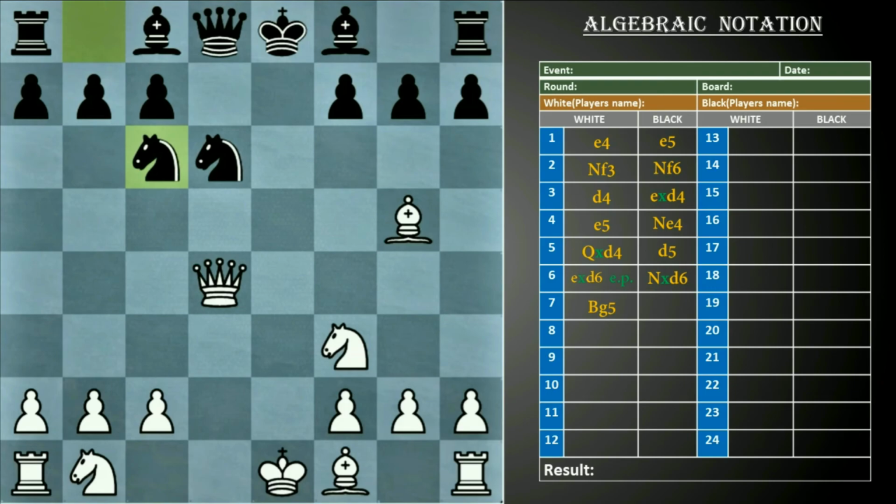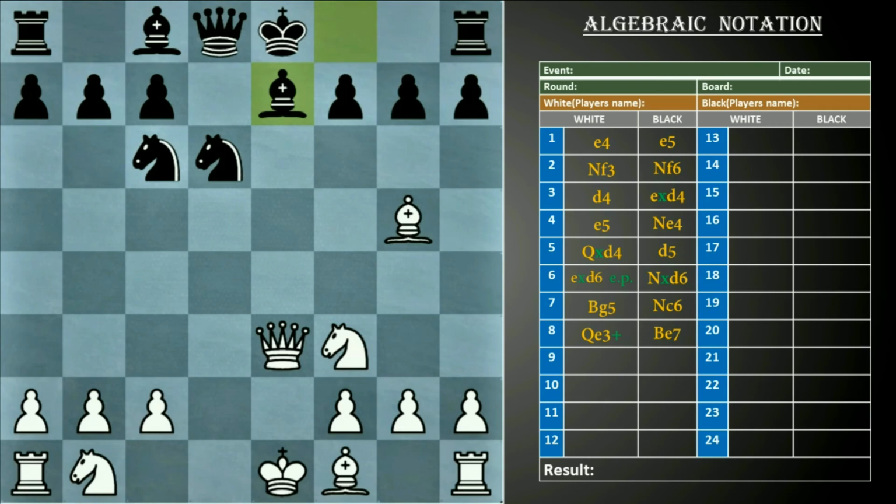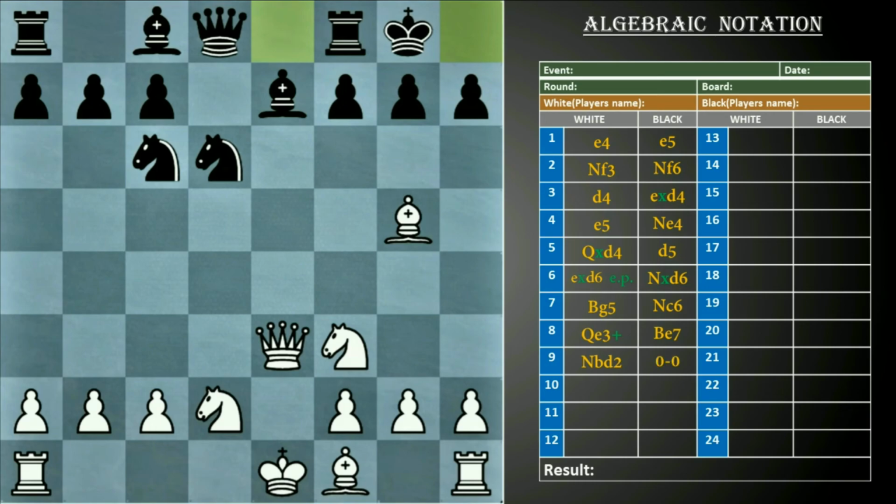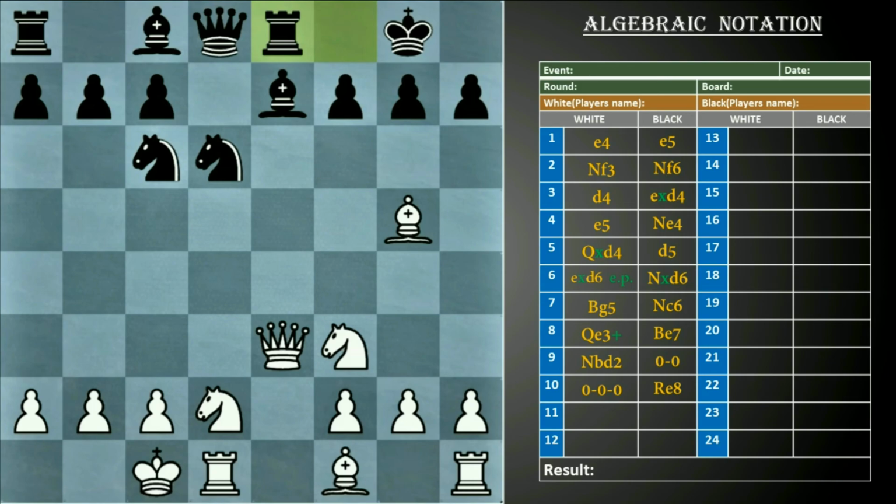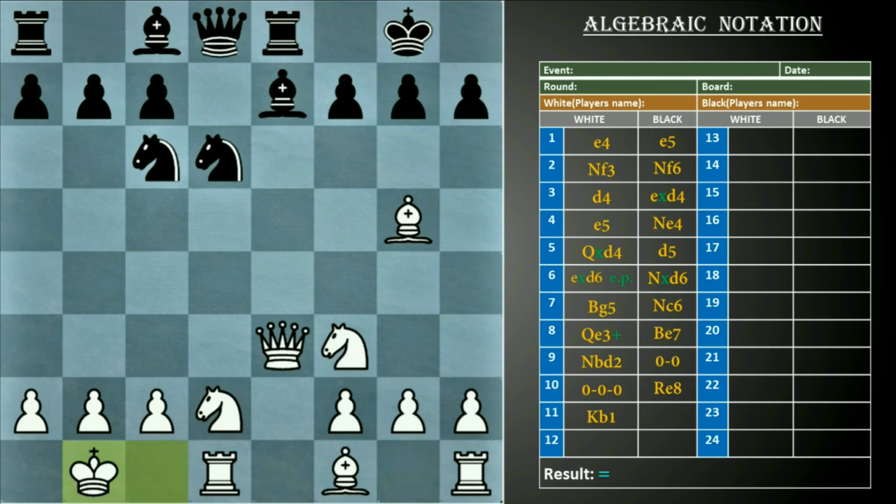Bg5. Nc6. Qe3 plus, that is check. Be7. Nbd2. Double O, that is castled short. Now white plays triple O, castle long, or e8. Kb1. Here the players have mutually agreed for a draw and it is mentioned with an equal sign.